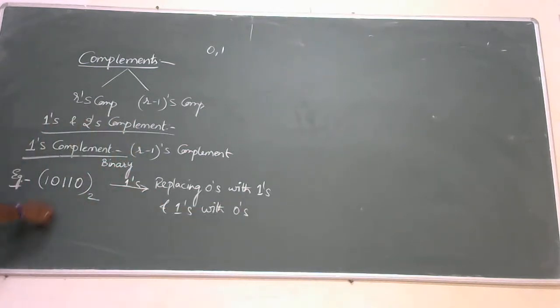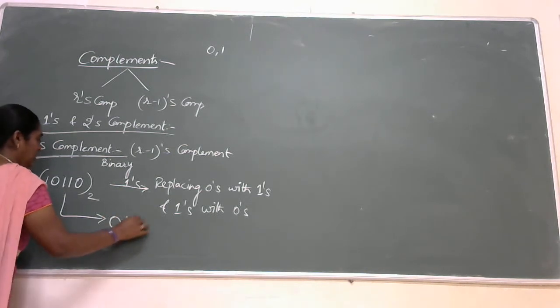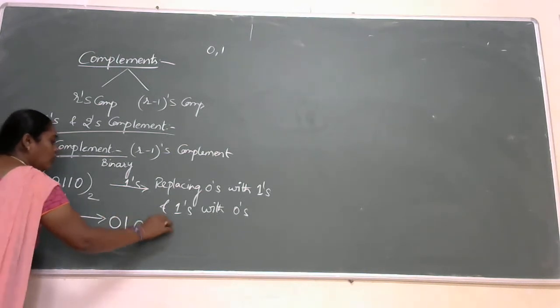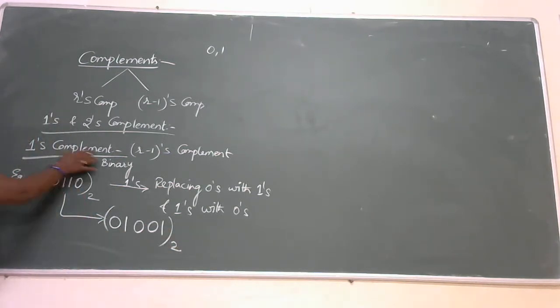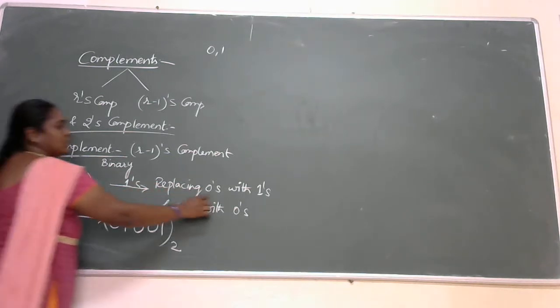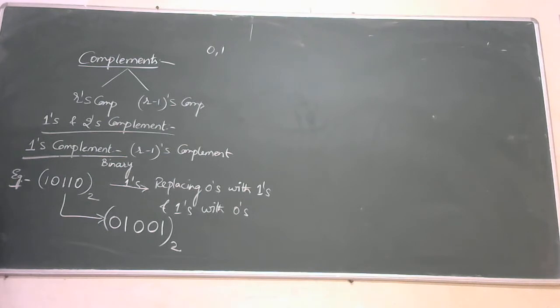So here the given number is 10110, and the 1's complement is 01001 with base 2. So 1's complement is nothing but replacing zeros with 1's and 1's with zeros.